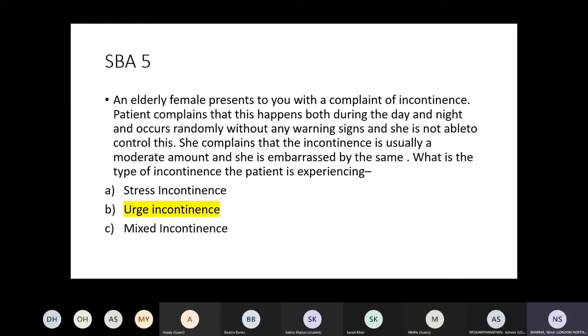The correct answer is urge incontinence. Why is it not a mixed incontinence? Very important, because this is not happening with stresses like laughing or coughing. It happens randomly, which is very important to note. Also, she's not able to control this, which leads towards urge incontinence, and it's a moderate amount. With stress incontinence, it would be a small amount, but this is a moderate amount. So this points more towards urge incontinence rather than mixed.